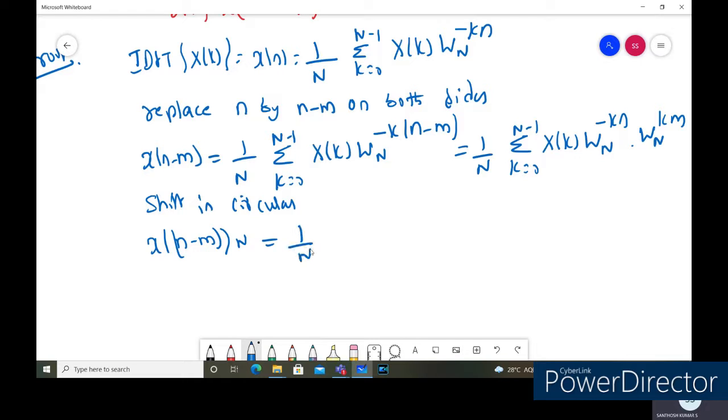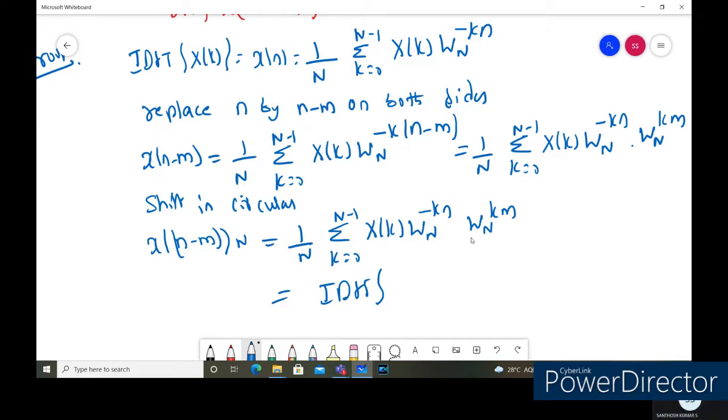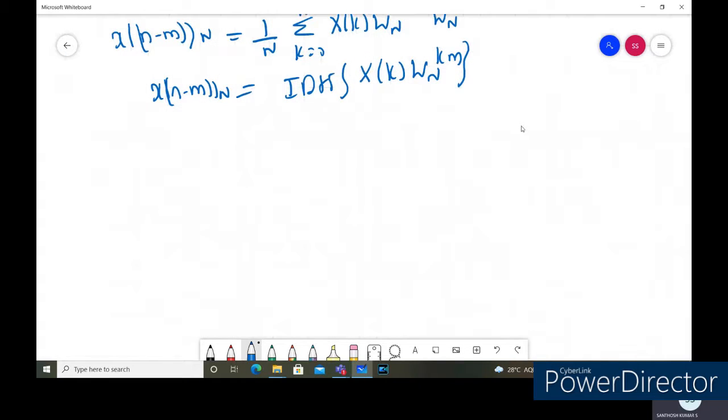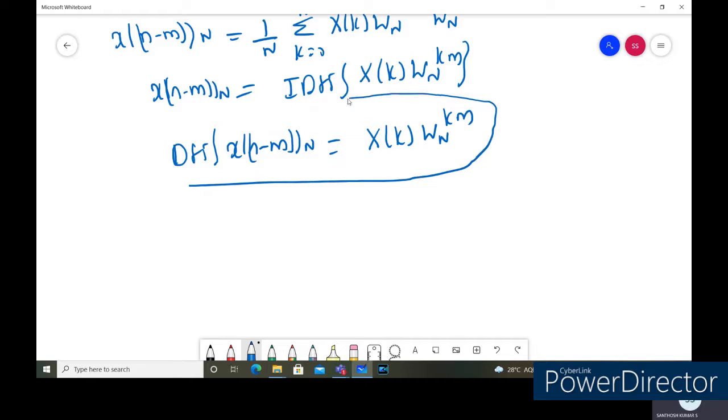So this is equal to 1 by n summation k equals 0 to n minus 1 of x of k into omega to the power of minus kn into omega to the power of km. We can rewrite this as the IDFT of the term x of k into omega to the power of km, which is equal to x of n minus m mod n. Or else we can write this in terms of the DFT formula: the DFT of x of n minus m mod n is equal to x of k into omega to the power of k into m. This is the property which is called the circular time shift property. Similarly, we can rewrite this property.